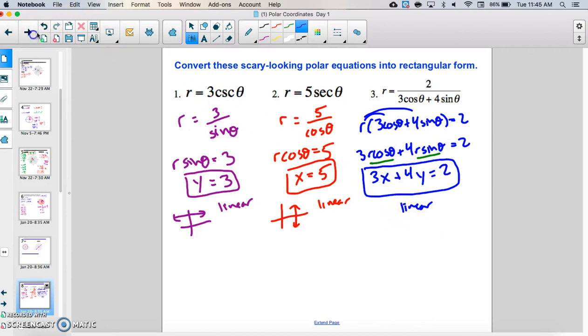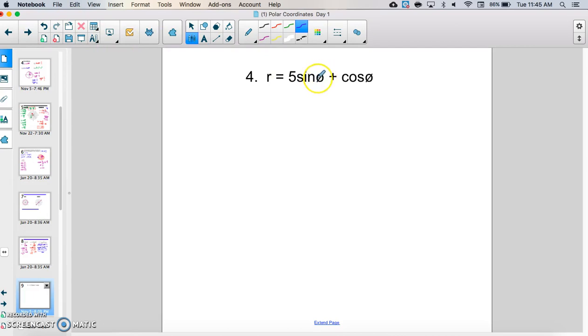The very last problem I want to look at today, my thetas look a little bit weird, but I was having trouble typing. I want to convert this one from polar into rectangular. So I don't have a fraction, so it looks a little bit odd. But the way I'm going to approach it is I'm going to multiply both sides by r. So I'm left with r squared equals 5r sine theta plus r cosine theta.